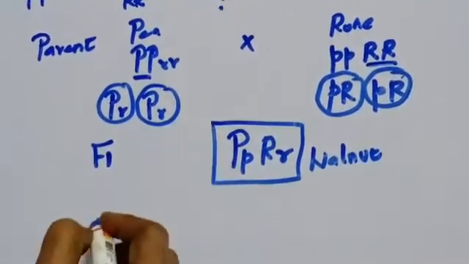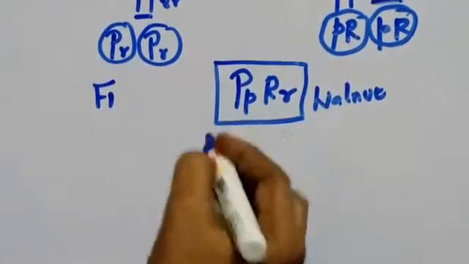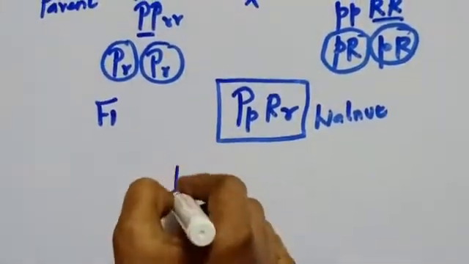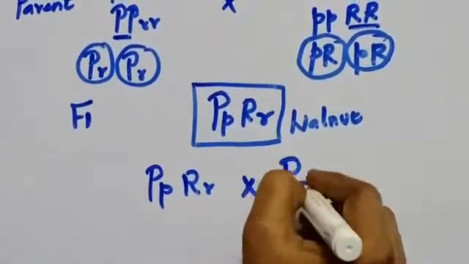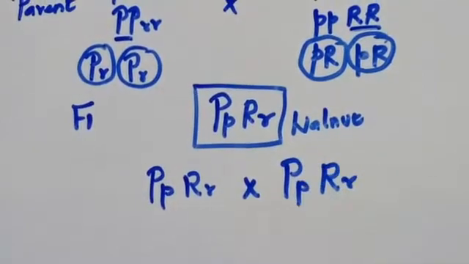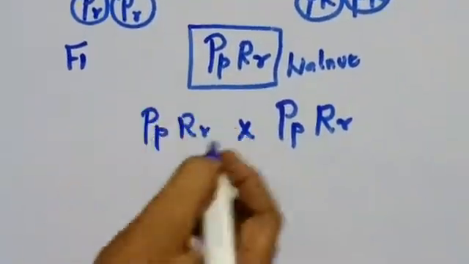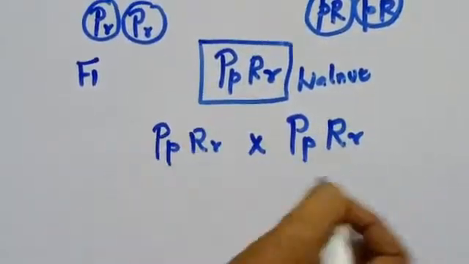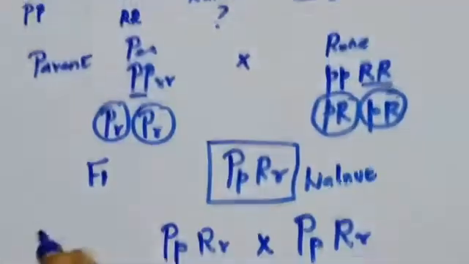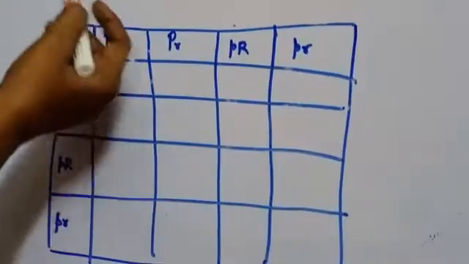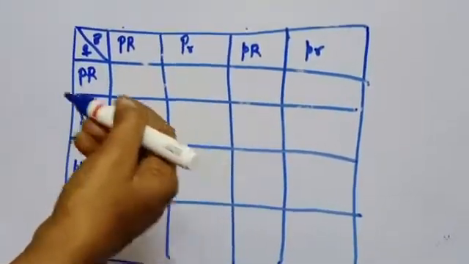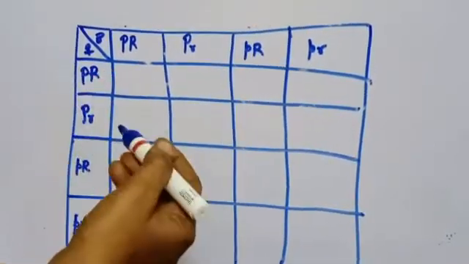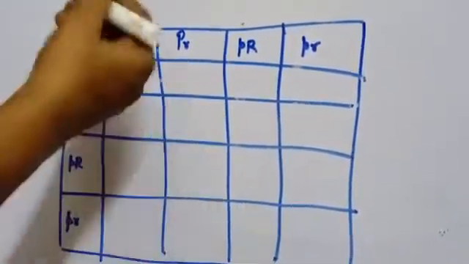Next, we can see in F2 generation, when the F1 progeny is selfed, capital P, small p, capital R, small r into capital P, small p, capital R, small r. Now next we'll draw the checkerboard to find out the ratio of what types of combs are formed. When F1 progeny is selfed, see I have drawn the checkerboard. Now we can find out the ratio, how many pea comb, how many rose, how many walnut, and how many single comb.